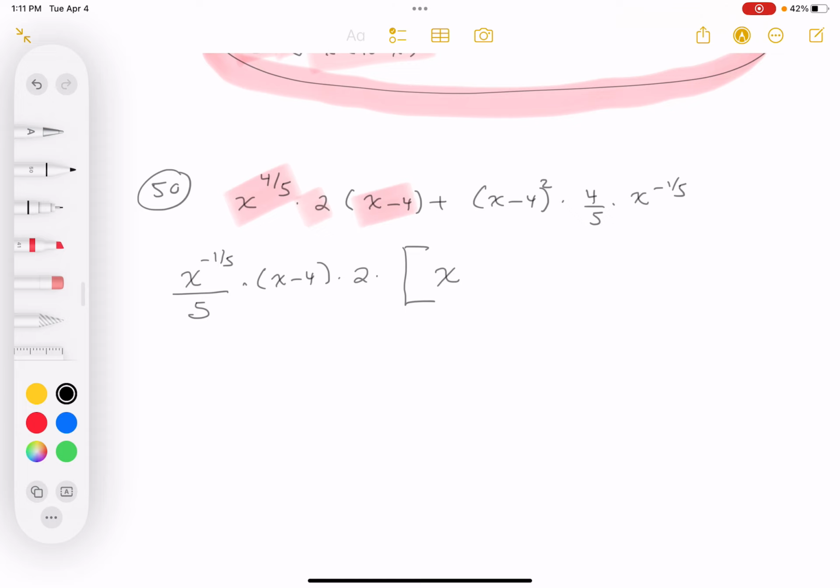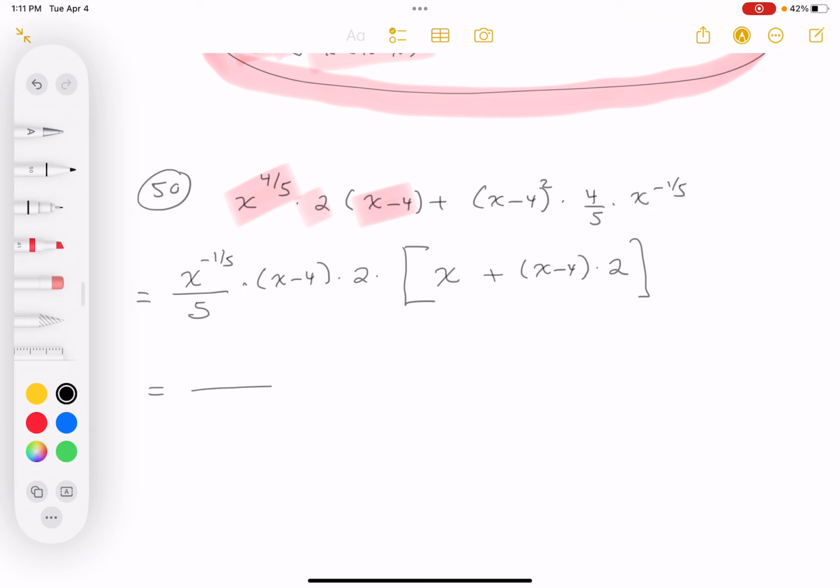Let's do the next one. Let's take a look at that. What do I need? Well, I pulled out an x minus 4, so I need one factor of x minus 4. I pulled out a 2/5, so I need a 2. And I pulled out x to the minus 1/5. Well, pretty good there. Let me just keep going.